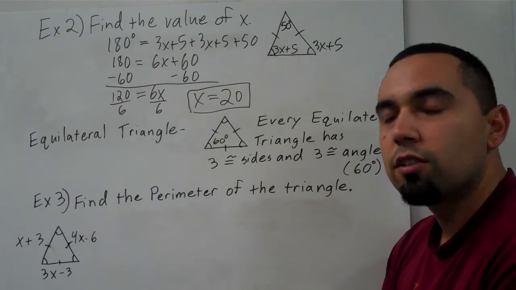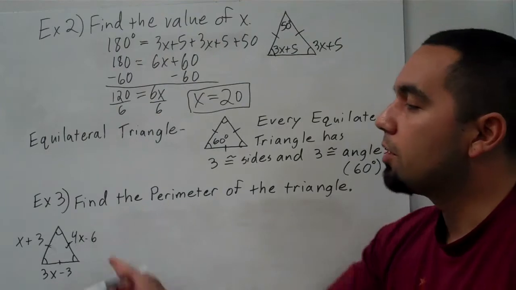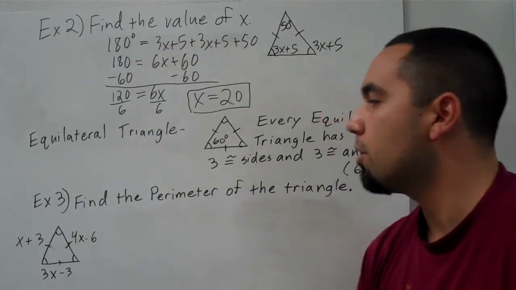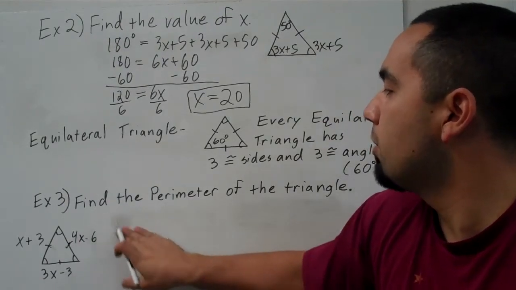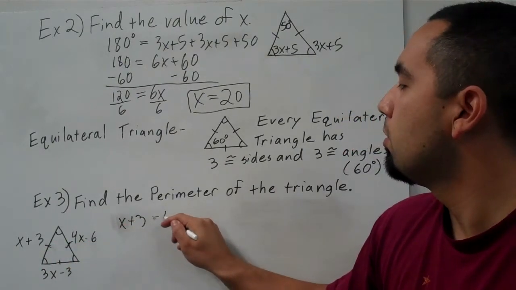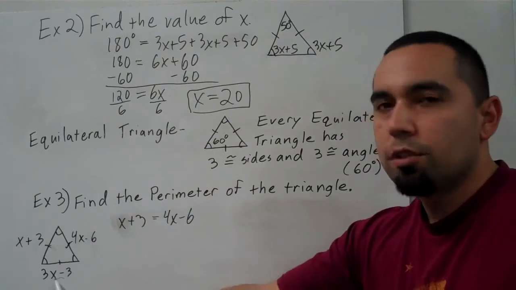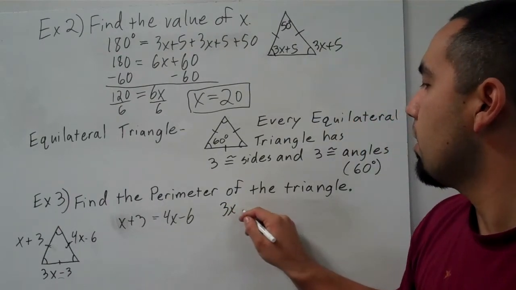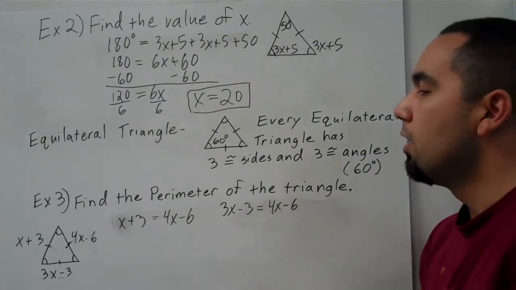So if we know that all the sides are congruent, I can set up an easy equation to solve for x, right? And once I know x, I can just plug it back in and figure out the perimeter. So I'm going to say x plus 3, that side, is equal to this side. Notice I didn't use this one, but actually if I want to, I could go ahead and use that one. So I'm going to say 3x minus 3 is equal to 4x minus 6.